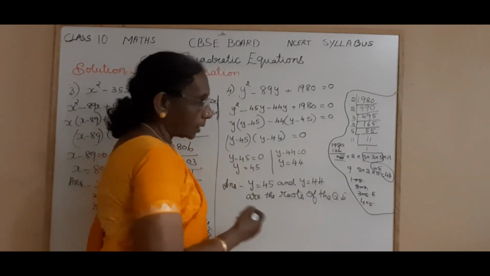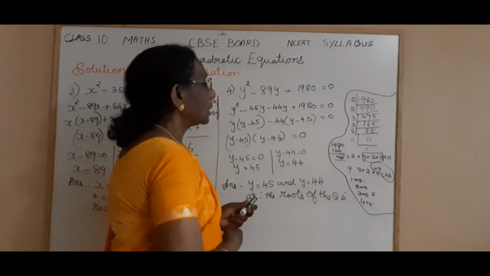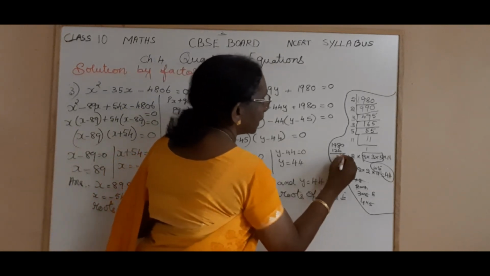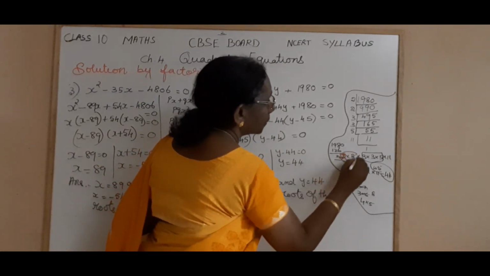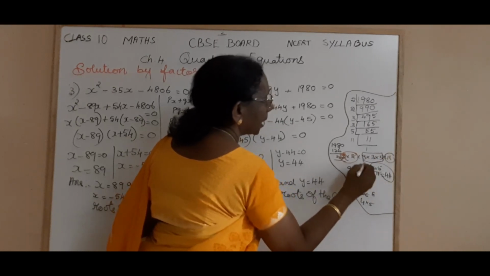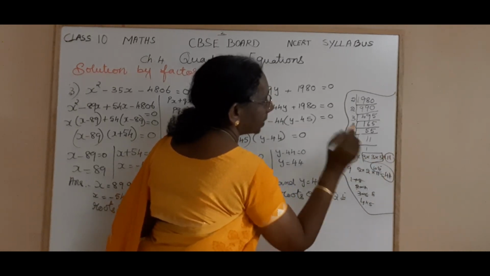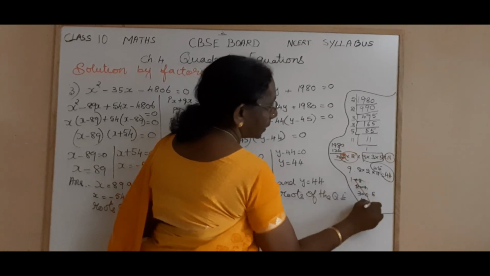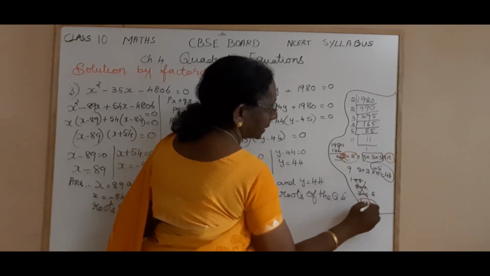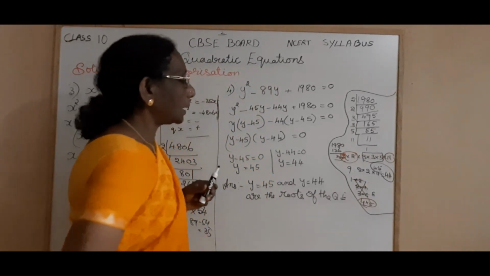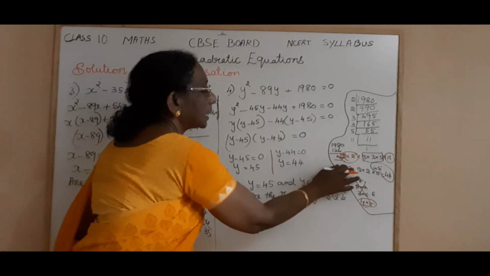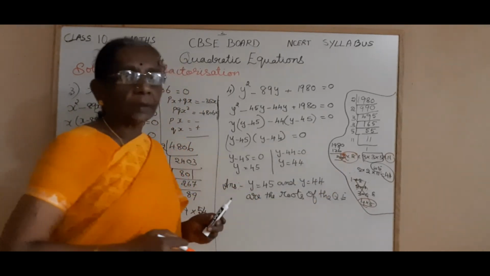Have you understood how we have grouped? I think you might have understood. Here 2 into 11 is 44, and 3 into 3 into 5 is 45. So we don't want all these things. We are getting satisfied with 4 and 5. Is it clear, children?